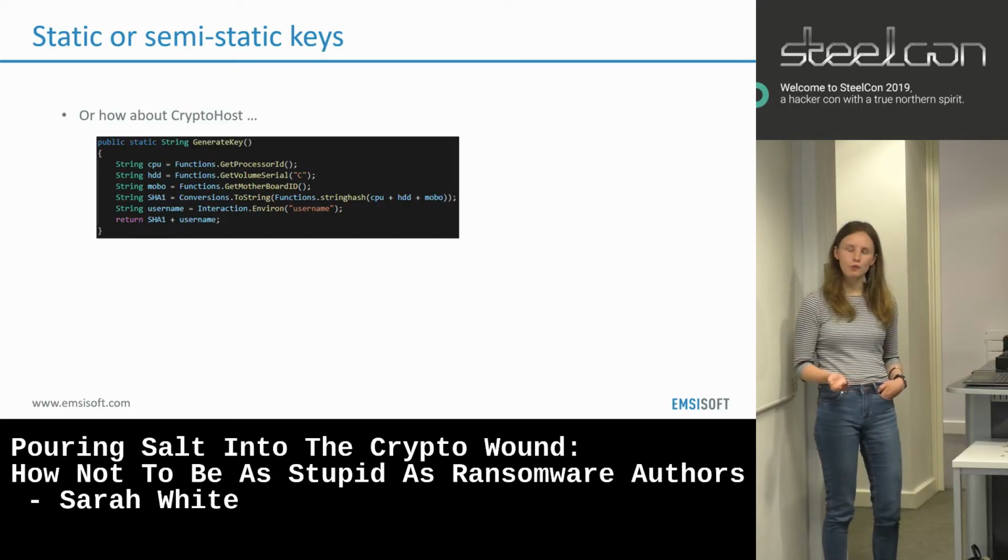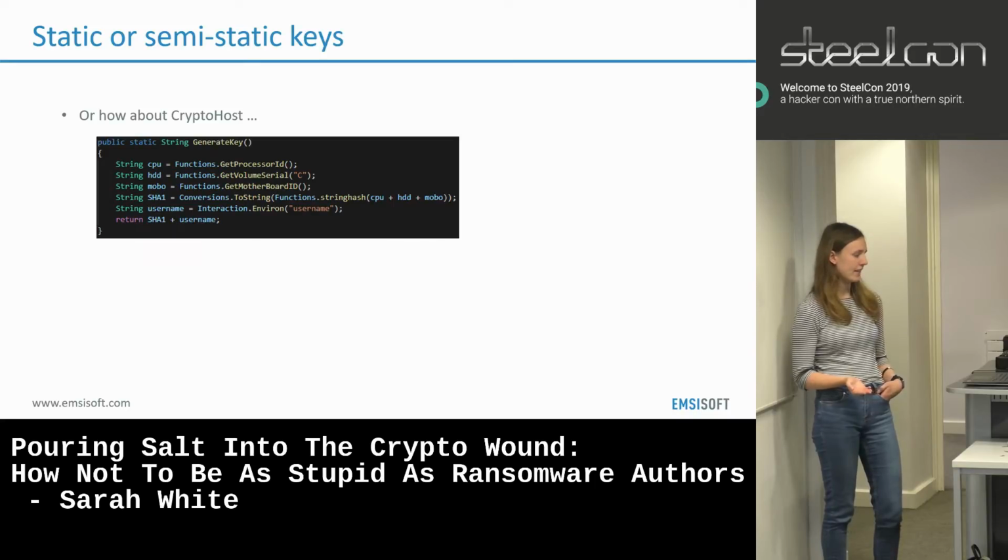Sometimes ransomware authors think it's a good idea to generate the key based on system configuration, and I can see why they think that. CryptoHost was one such example of this. They take the processor ID, the volume ID of the C drive, and the motherboard UUID, and then generate a SHA-1 hash with it. They then concatenate the SHA-1 hash and the current username and use this as the key.